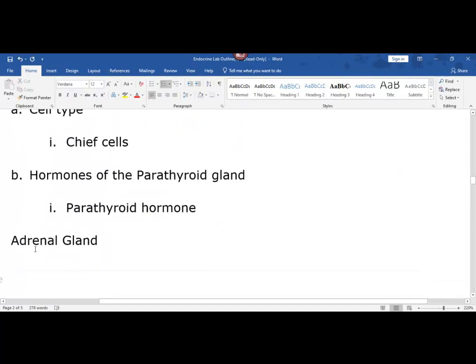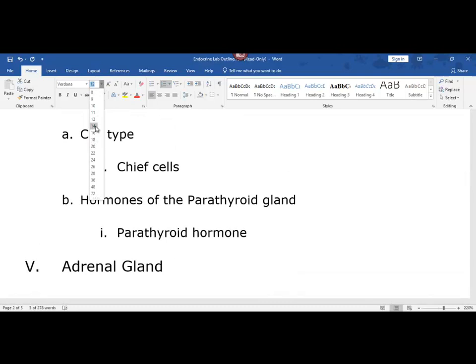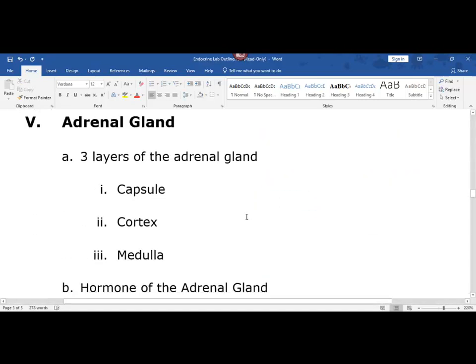Now, this should be, I don't know why it's not, it should be big boy print like that. In fact, I'll just, there we go. I made it prettier.